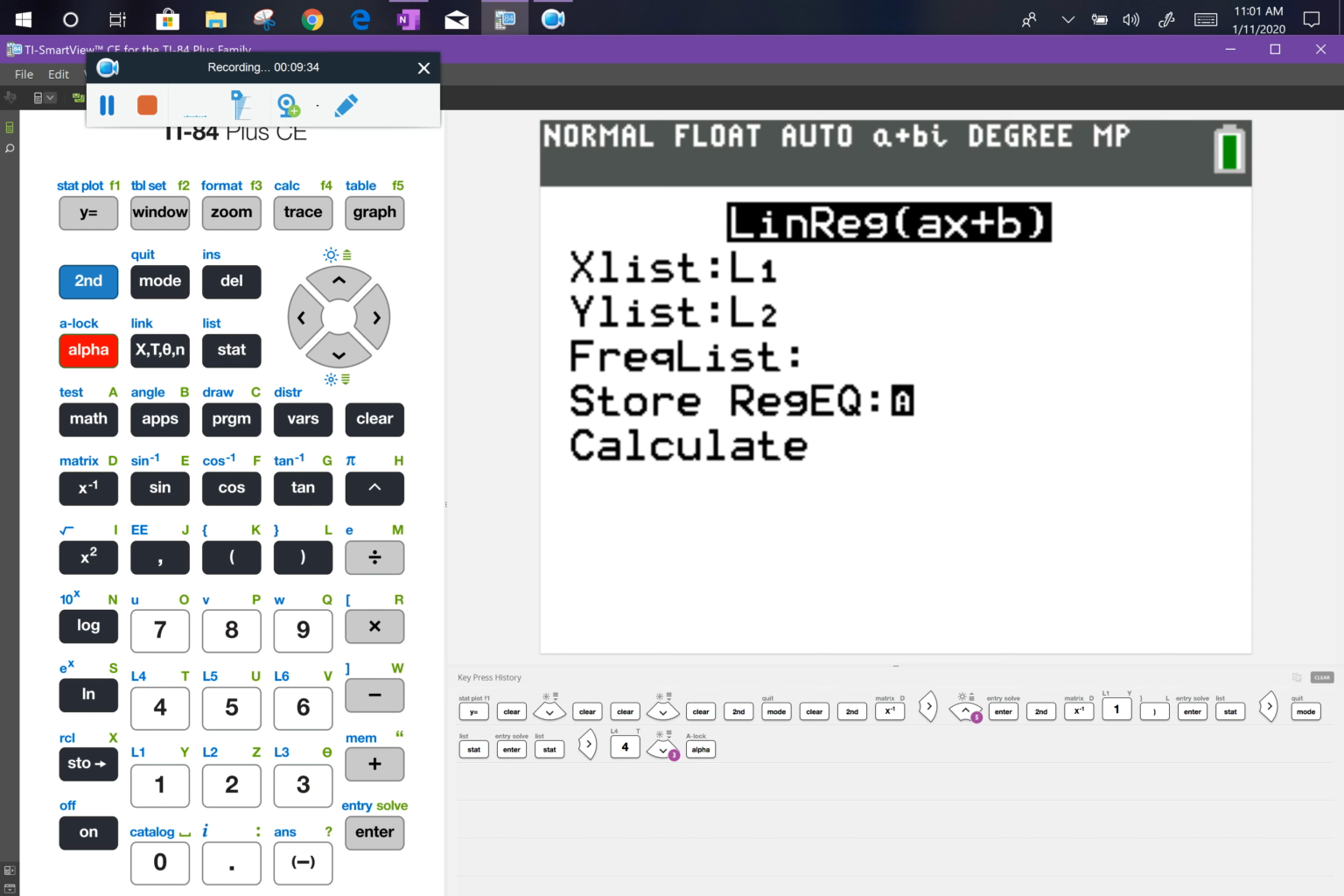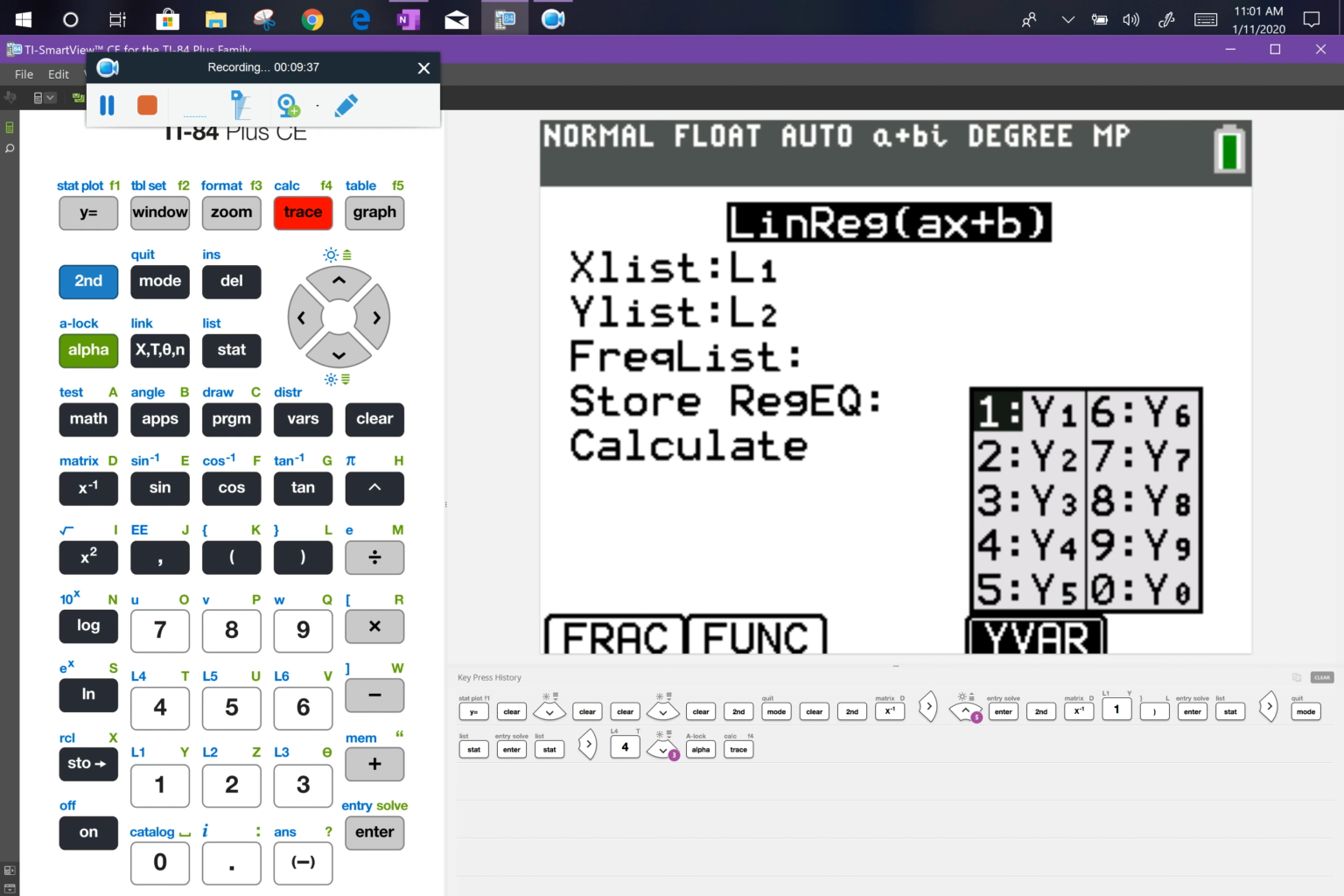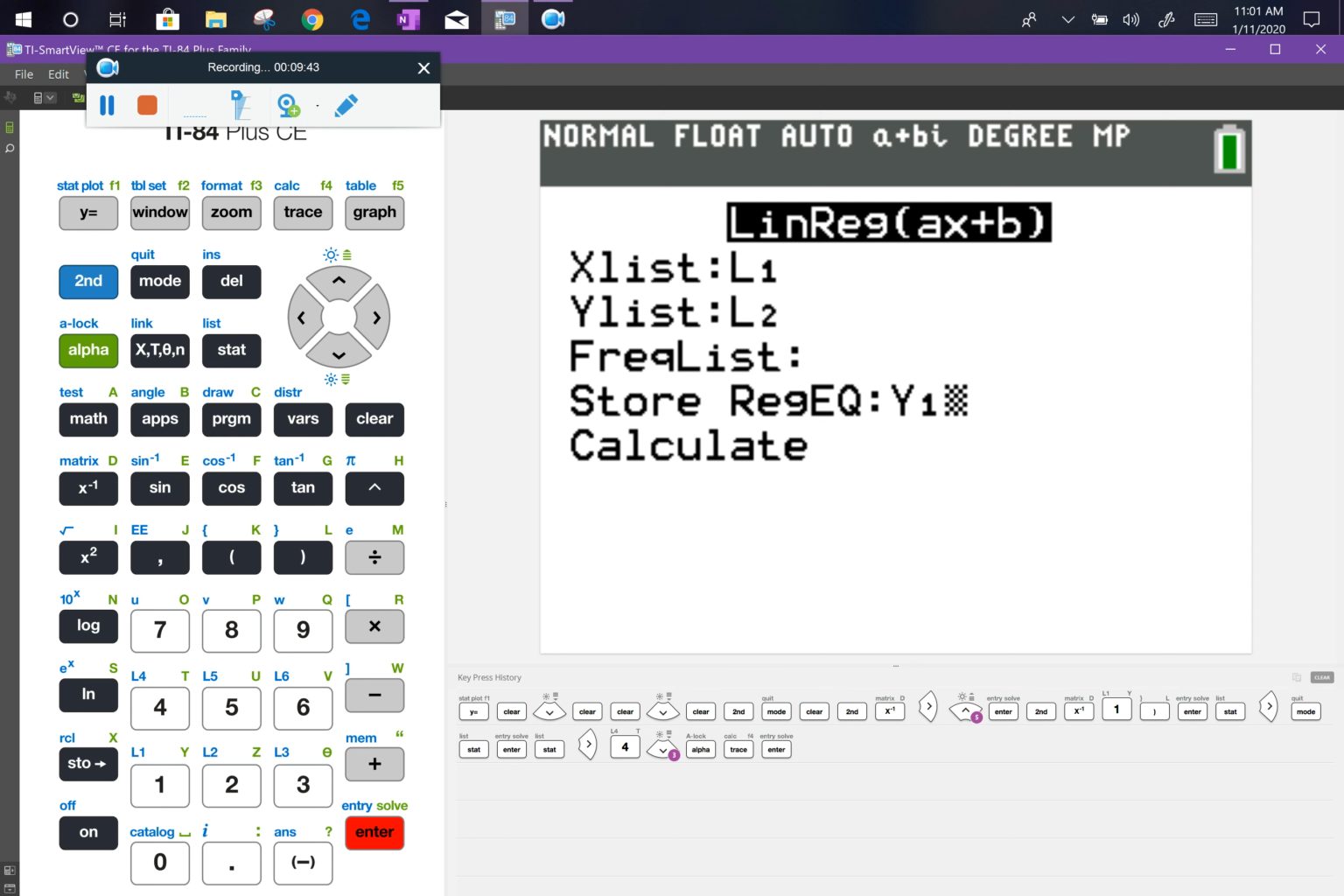So it's very important that I store this one in Y1. Notice I hit alpha and then trace to get this submenu, and I'm telling it to store my equation in Y1. When I do the quadratic regression in a minute, I'm going to store it in Y2. And then I'll store the cubic in Y3. That way I keep all of the information and they don't overtype each other.